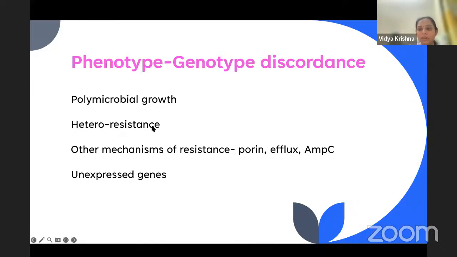Or there can be heteroresistance. Heteroresistance means there are multiple subpopulations of the bacteria which have different resistance mechanisms or different sensitivities. Or there can be other mechanisms of resistance. It might not be an enzymatic mechanism at all. It can be a porin or an efflux pump which might not get picked up on your genotypic test. Or there can sometimes be a gene that is silent, not expressing itself, which means that it might show as sensitive on the DST.